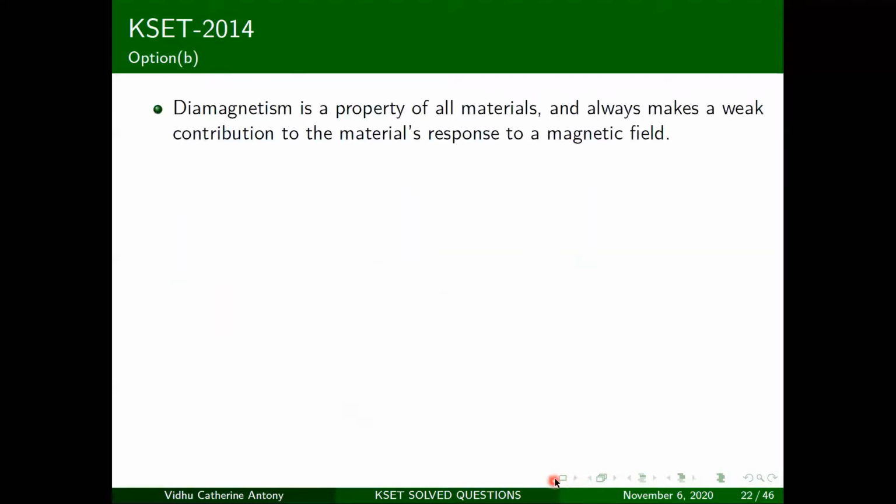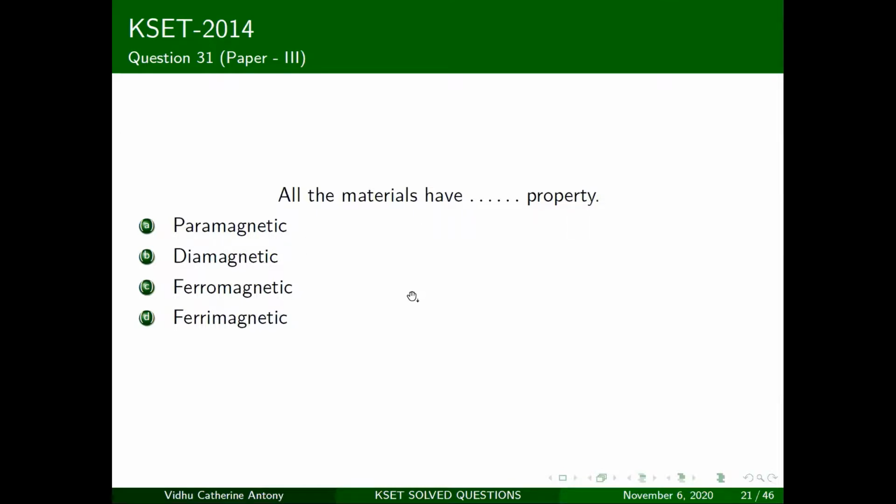So let's look at this. Okay, so all the materials have dash property. Like I told you before, every material in the universe has paired electrons in its orbit. Okay, so it's going to be always showing some kind of a diamagnetic property.